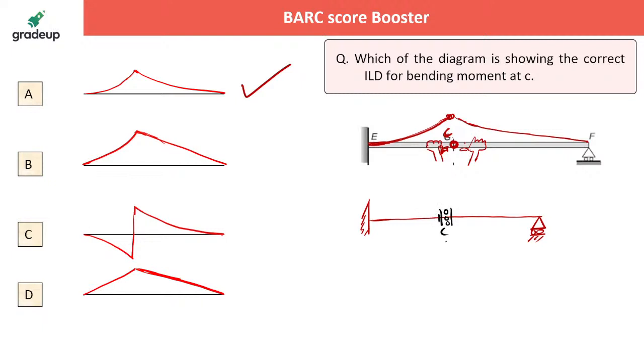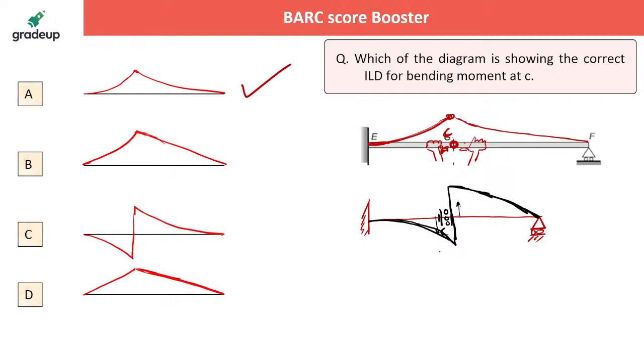If you provide the shear release at this position, then due to the indeterminate structure you will get a curve. So bring it down and send it up. That's all. A curvilinear shape will be showing the ILD for the shear force. This is the ILD for the shear force at C.